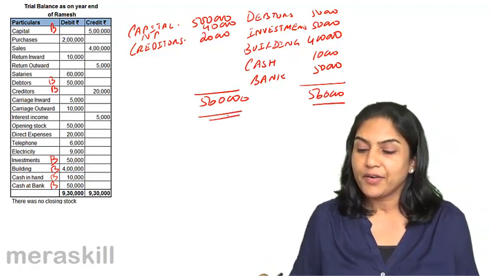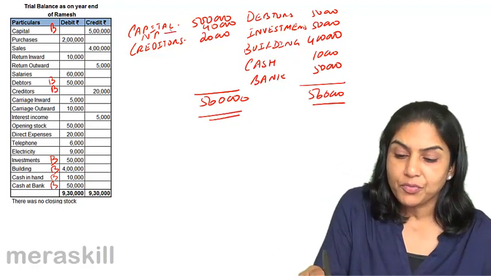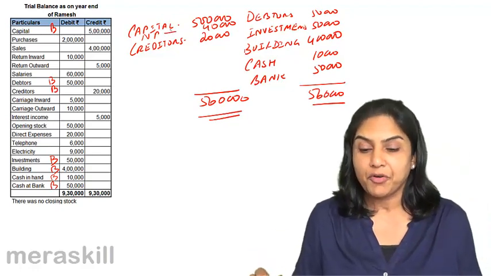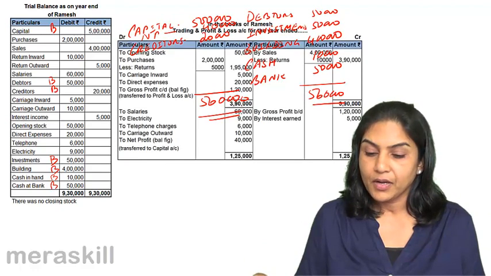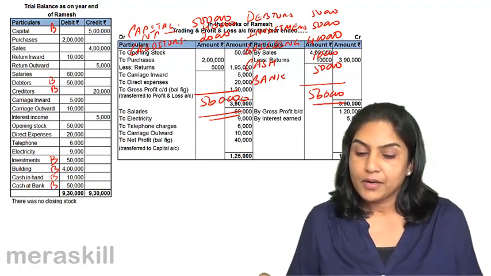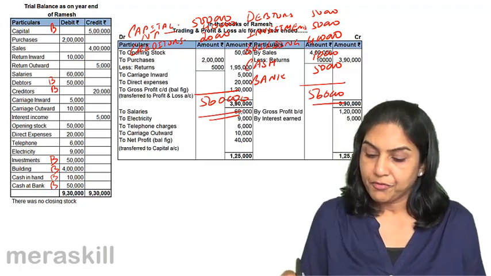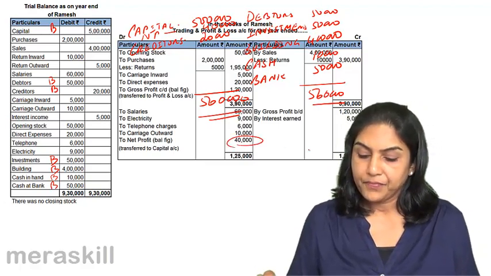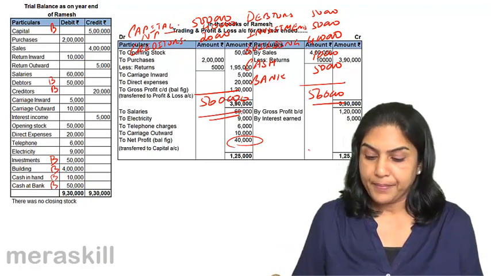This is how, in rough, the balance sheet should look. This was net profit, which we had computed from the profit and loss account. Let us quickly take a look. This was the profit, 40,000, which we have taken to the balance sheet.